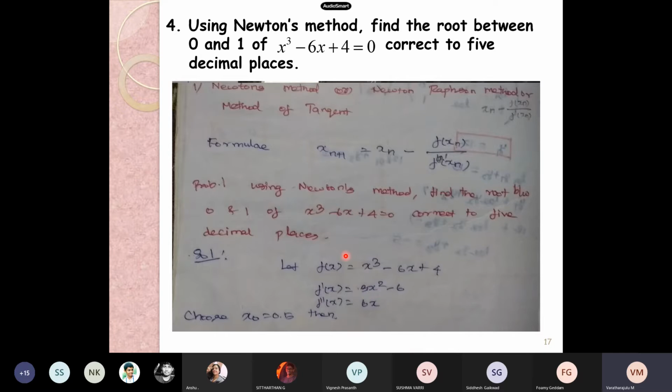We expect you to solve step by step during your examinations. This is the step by step procedure. You need to find f of x, then f dash of x, and f double dash of x. If f double dash of x is equal to 0, please be aware.